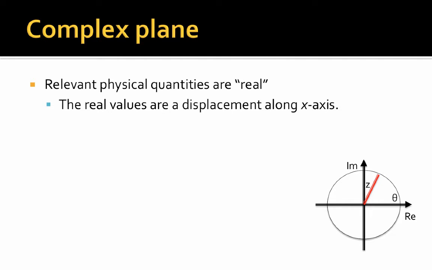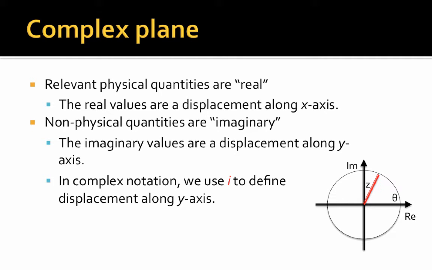So the complex plane is a great place. The complex plane plots relevant physical quantities or real quantities on the x-axis. That's things like displacement. If you were looking at the actual physical displacement of an object, it would be plotted on the x-axis. On the y-axis, we plot the imaginary quantities or the non-physical quantities such as phase. And the imaginary values are written or drawn as a displacement along the y-axis.